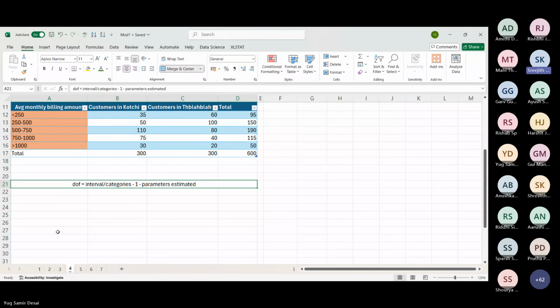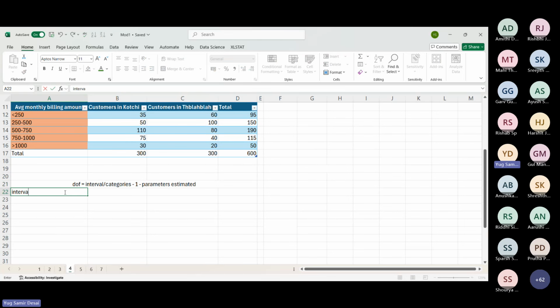Could you just solve the degrees of freedom for this question? Okay. So the interval categories have been given as 1, 2, 3, 4, and 5, starting from less than 250, ending at more than 1000. So you have been given 5 intervals or 5 categories. They have been estimated for 2 parameters.